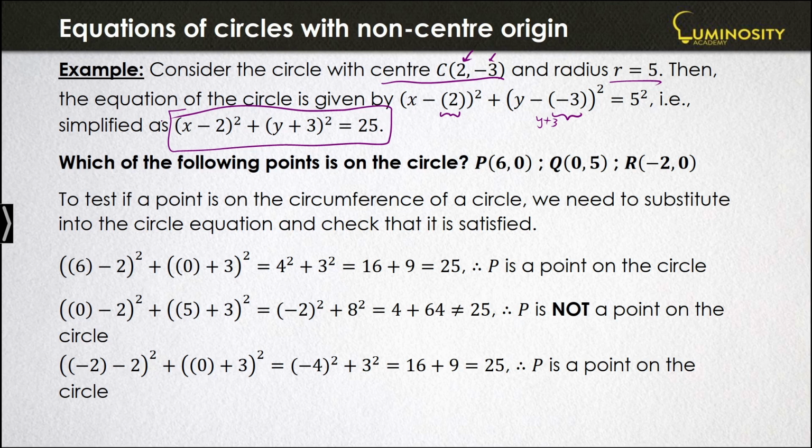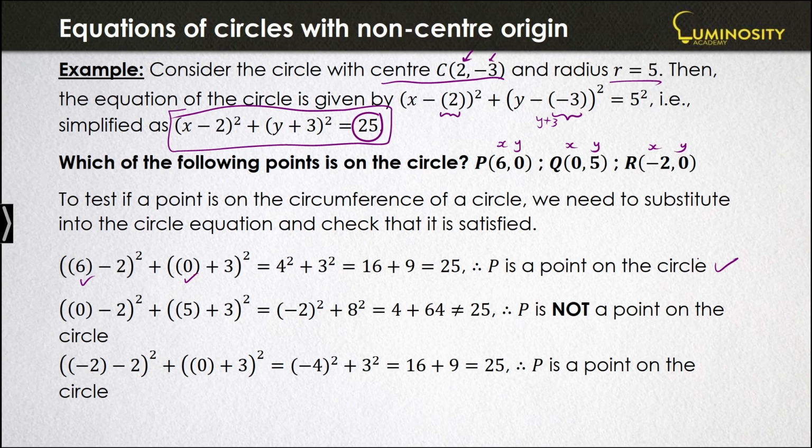Now, which of the following points is on the circle? P, Q, and R. So P is 6, 0, Q is 0, 5, and R is negative 2, 0. So to test if points are on a circle, we need to substitute the x and y values into the equation of the circle. And if it gives us the radius squared length, then it's on the circle. If it doesn't, then it's not on the circle. Okay. So if I put in the values 6 and 0 for x and y, I'll have 4 squared plus 3 squared, which is 25, and that is a point on the circle because we get 25. So P is a point on the circle.